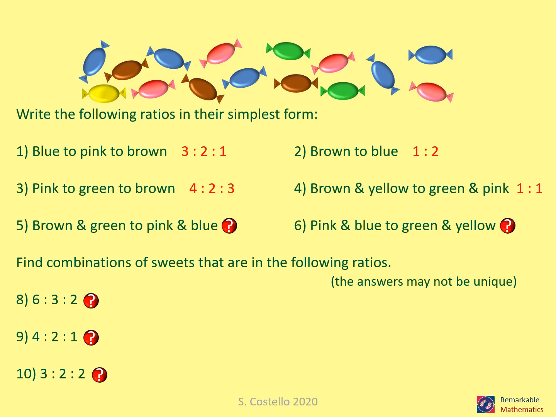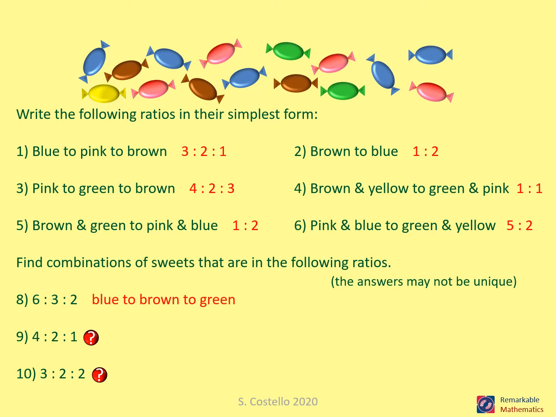Question 5, brown and green to pink and blue. 1 to 2. Question 6, pink and blue to green and yellow is 5 to 2. So for the last 3 questions, as it says there, the answers may not be unique. There are different combinations, and now I'm going to give you an example of them. So question 8, something in a ratio of 6 to 3 to 2. Could be blue to brown to green.